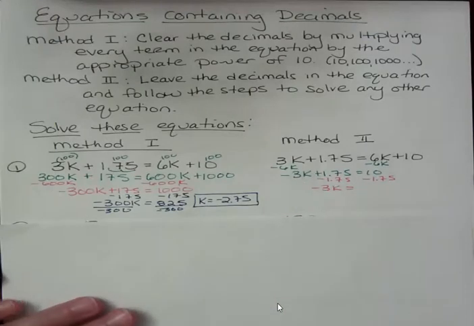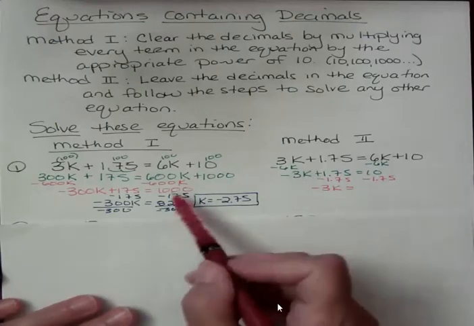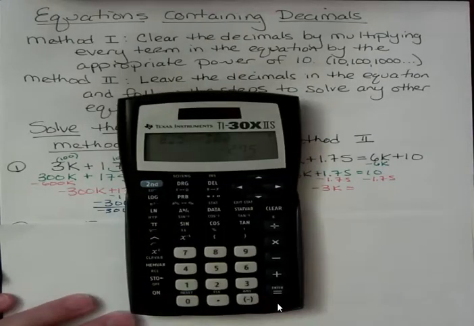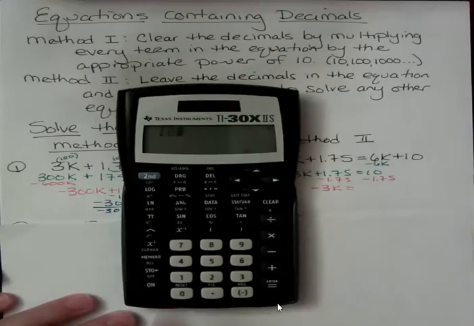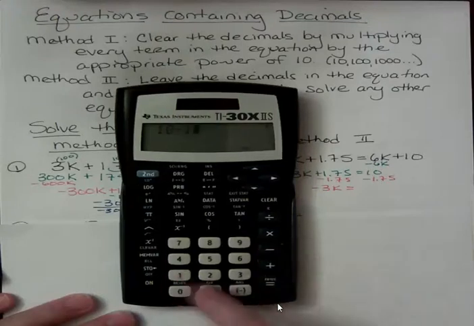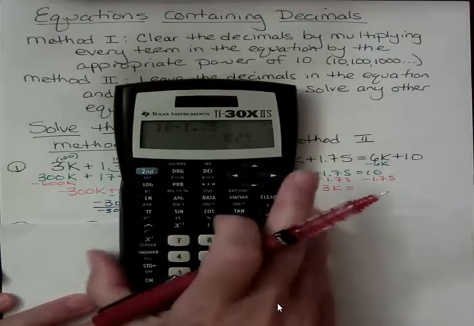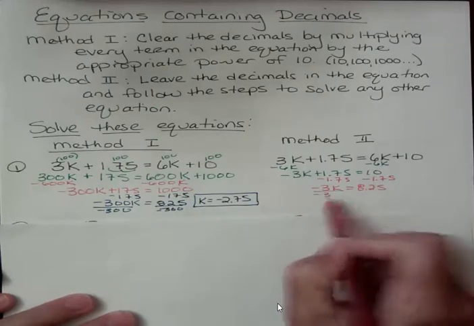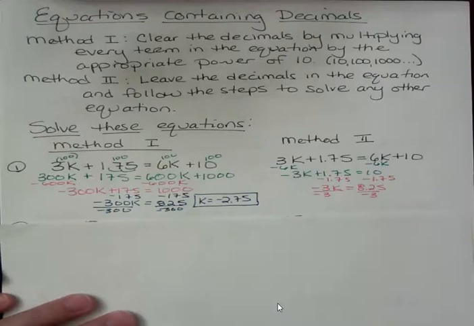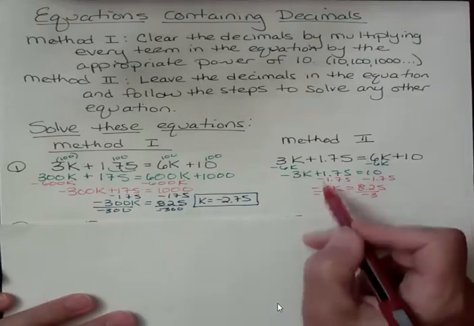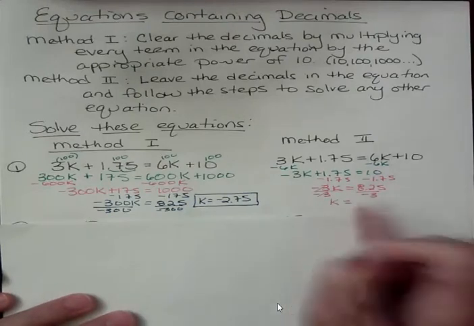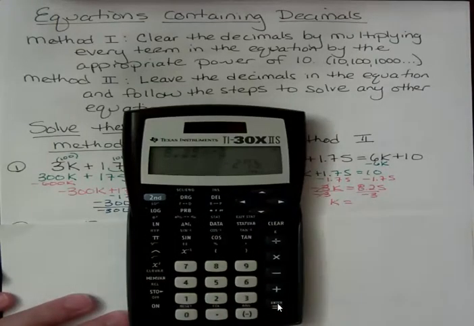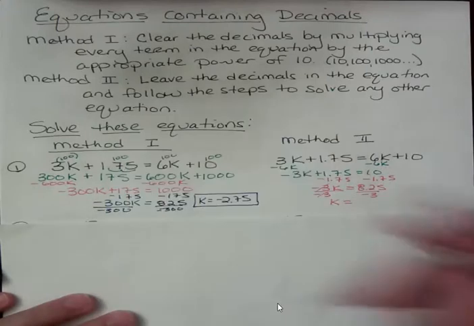And on the right, well, I know I just did this, so I kind of know that it's 8.25. But if you have trouble with doing the decimal subtraction, the reason you can leave them in there pretty easily is you can just put into your calculator 10 minus 1.75 and get that answer, 8.25. And now I want to divide both sides by my coefficient, and the two negatives make a positive and the 3's cancel out, and so I just get k. And what am I going to get when I divide 8.25 by negative 3? I get negative 2.75, which is what I got before.